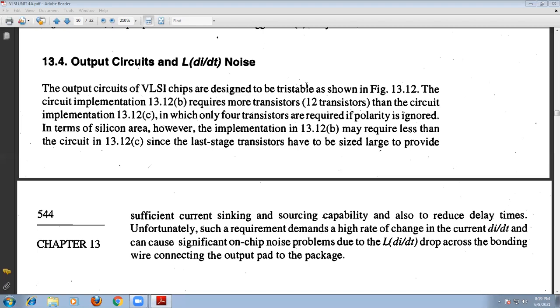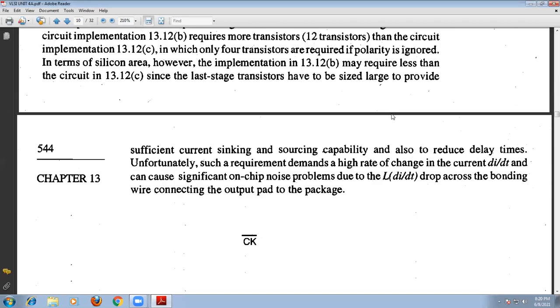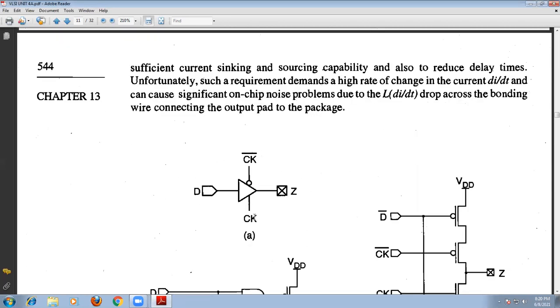Now let us consider once again. As you know, the output circuits of VLSI chips are designed to be tri-stable. That is shown in the figure here. For example, just remember this is the output circuit, this is the tri-state. That means it consists of 3 states: D, Z, and clock. So the output circuits of VLSI chips are designed to be tri-stable.